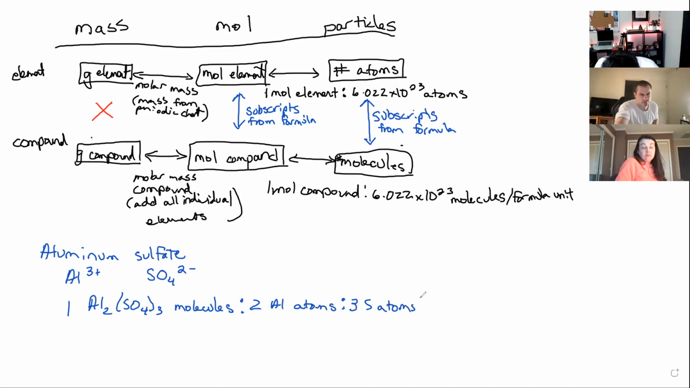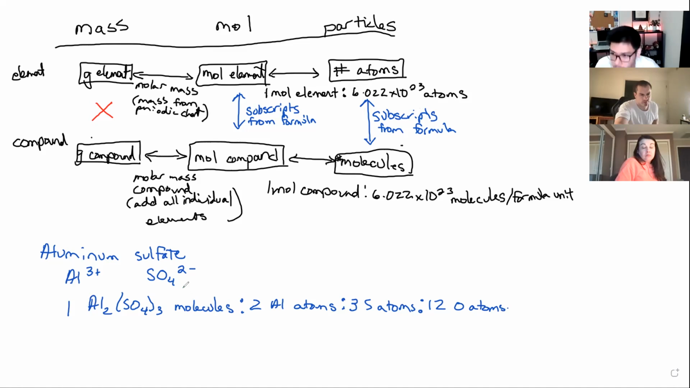How many oxygen atoms do I get? Well, there's 4 within the parentheses and 3 outside for a total of 12. So I get 12 oxygen atoms. So this thing here is applying to this right here, jumping between the number of molecules and the number of atoms, because we have all these built-in conversions.